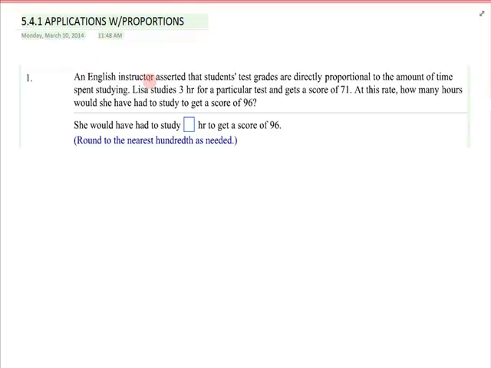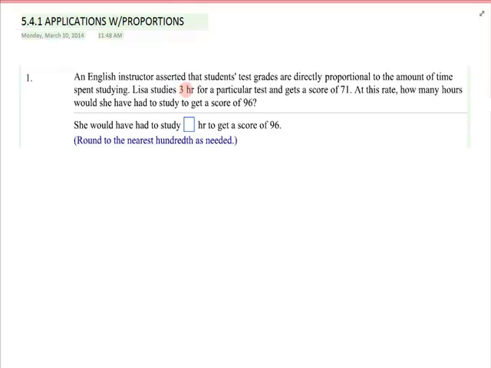It says an English instructor asserted that students' test grades are directly proportional to the amount of time spent studying. Lisa studied 3 hours for a particular test and gets a 71. At this rate, how many hours would she have to study to get a score of 96? By the way, I'm not sure that I agree with this English teacher's assertion. Nevertheless, you look for a comparison.